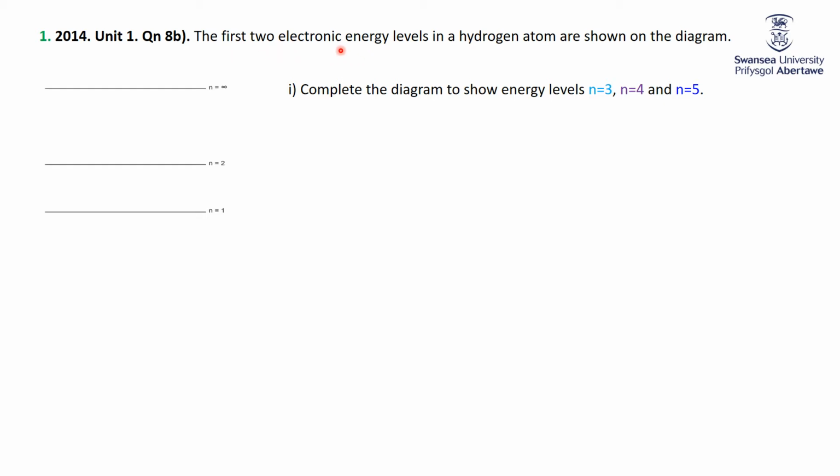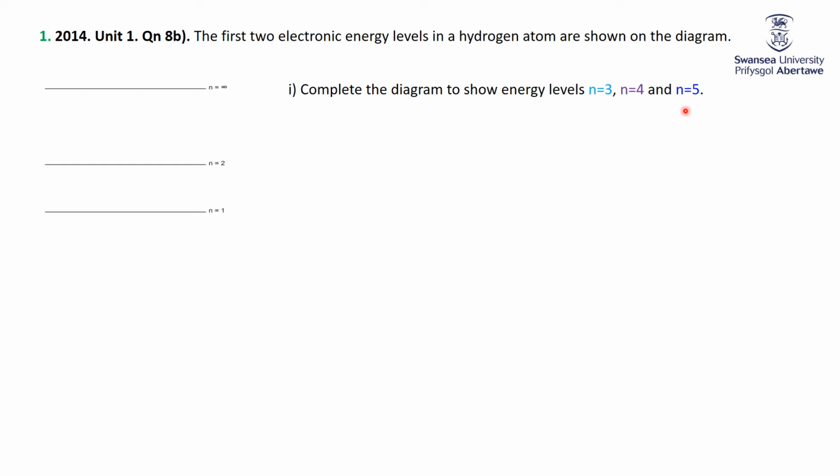So the first two electron energies in hydrogen atom are shown on the diagram, n equals 1, n equals 2, obviously n equals 2 higher than n equals 1. These represent energy levels that an electron is allowed to be in, and it also includes n equals infinity, which is by definition where the electron is no longer anything to do with the hydrogen atom. So anyway, complete the diagram to show energy levels 3, 4 and 5.